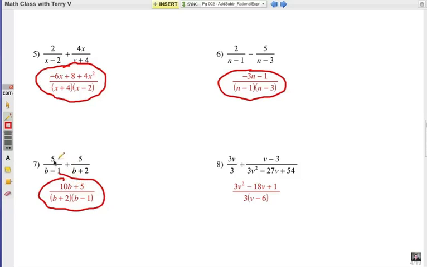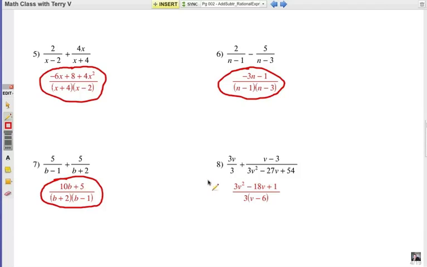Again, one binomial times another binomial. You're going to multiply the 5 by the b plus 2, this 5 by the b minus 1. Use distributive property, combine your like terms together, and you should have, hopefully, 10b plus 5 in your numerator.